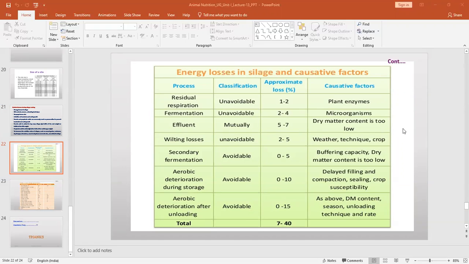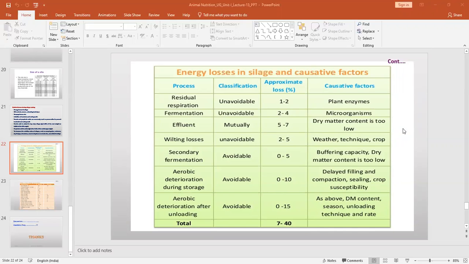There are different factors like plant enzyme, microorganism, dry matter content, and weather, season, is also one of the factors. Techniques, what techniques we adopt for silage making, what kind of crop we select, delayed filling, compaction of the crop material and sealing are also important causative factors of nutrient losses from the silage. Almost 7 to 40% losses may happen during silage making.